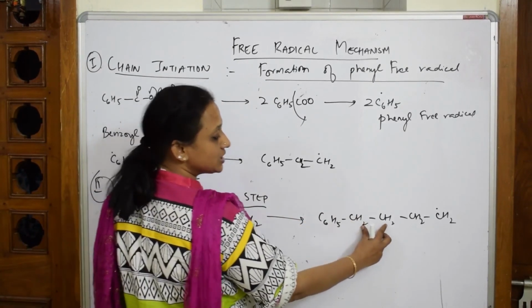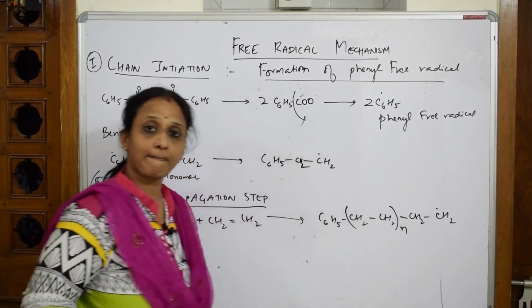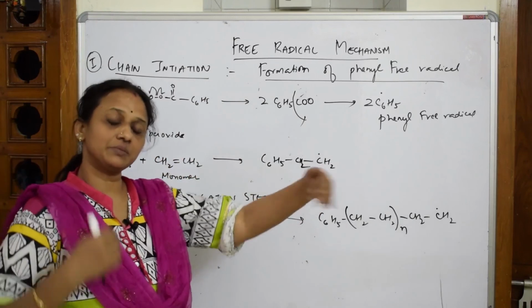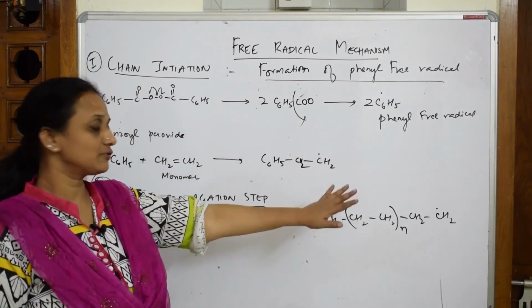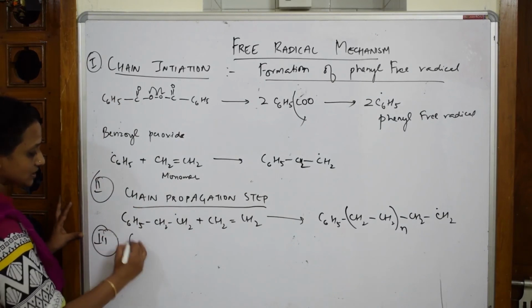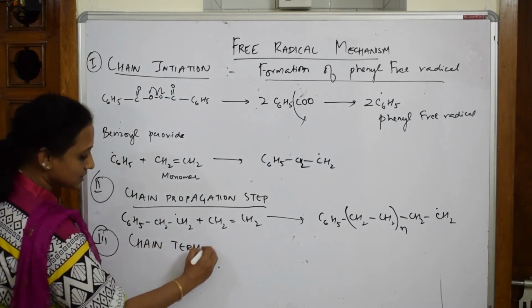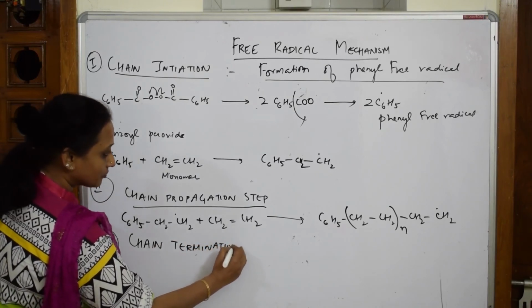So what is repeating in this? You're finding this unit is repeating every time. So you can put this as a repeating unit. So this goes on every time one more alkene adds in, it forms free radical. Now when it has to come to the chain termination step. Chain termination step. Done? Yes.